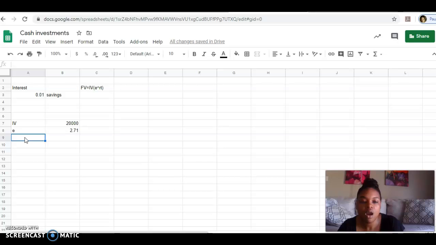R is going to be the interest rate here. So I'm going to go here and just add a little note. So this interest is the R. So when I'm inserting the R into the formula here, I know where it's coming from.